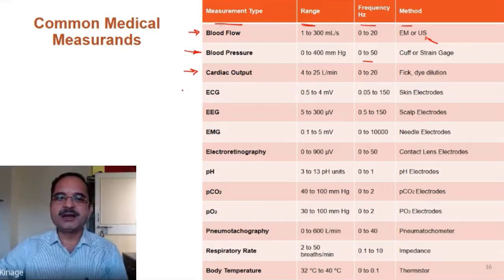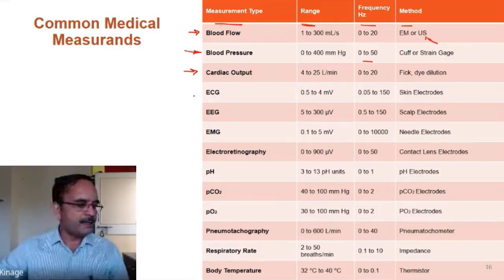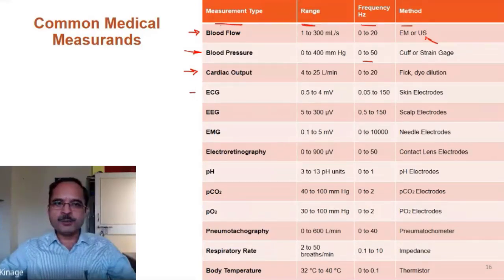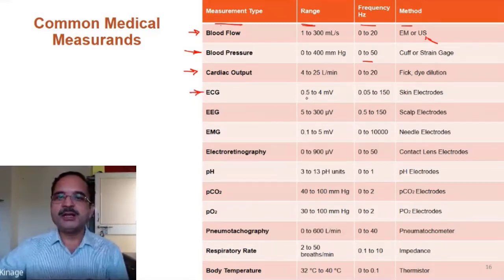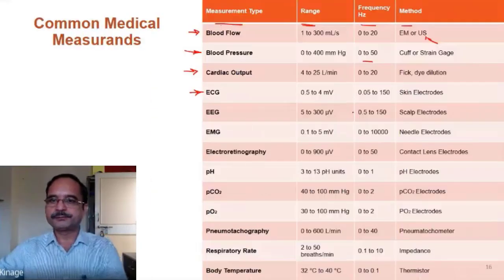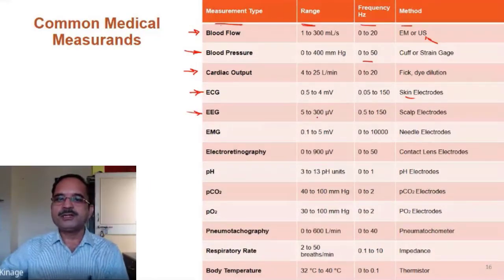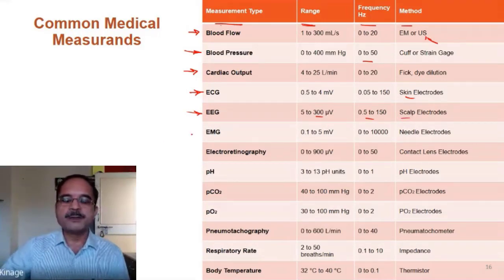Then ECG, this is the electrical signal which produces a voltage in the range of 0 to 4 millivolt and a frequency of 0.05 to 150 hertz, measured with the help of skin electrodes. Then EEG, electroencephalograph, voltage in the range of 5 to 300 microvolt, frequency 0.5 to 150, scalp electrodes. These are the electrodes used for this purpose.